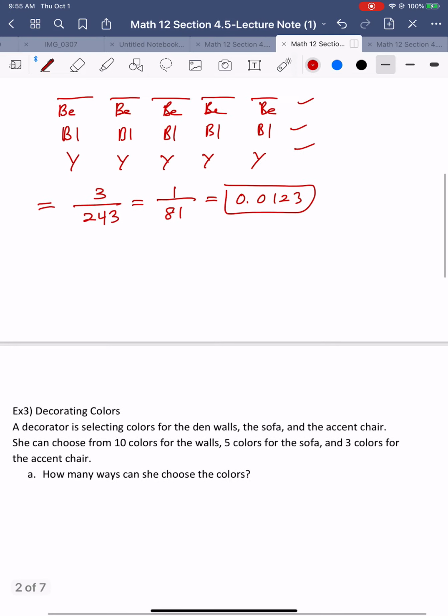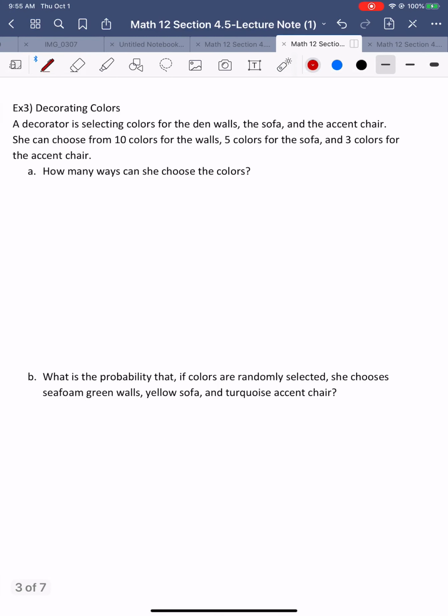All right, let's look at the next example. Decorating colors. A decorator is selecting colors for the den wall, the sofa, and the accent chair. She can choose from 10 colors for the walls, 5 colors for the sofa, and 3 colors for the accent chair. So how many ways can she choose the colors? So she has the wall, and then the sofa, and then the accent chair, isn't it? So for the wall, there are 10 different colors you can choose, and then for the sofa, 5 colors, and the accent chair, 3. So multiply, it's going to be 150 ways.